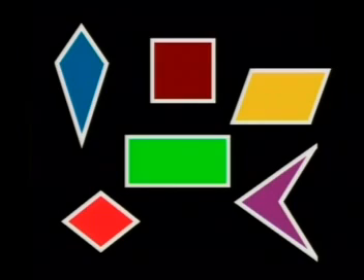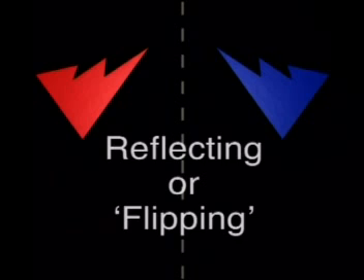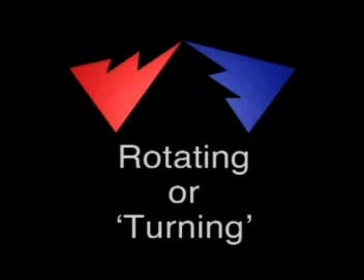To make each of these quadrilaterals, we transform different kinds of triangles. Remember, we can reflect, rotate, or translate shapes.